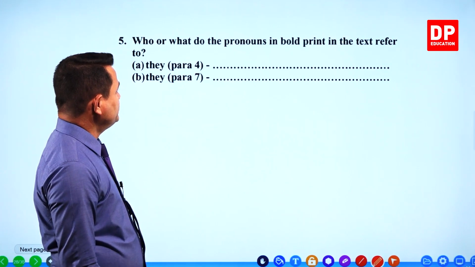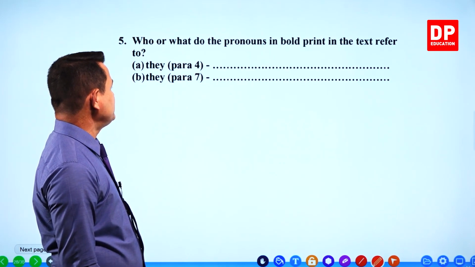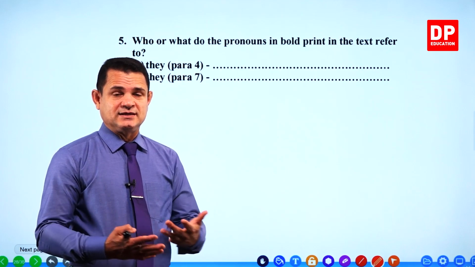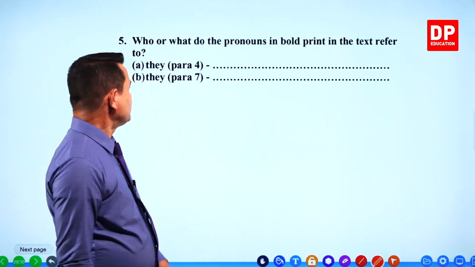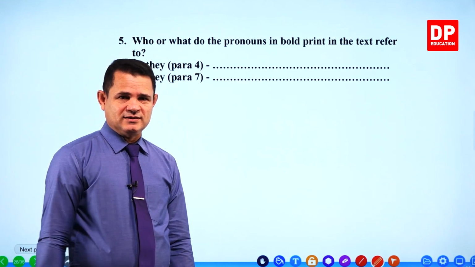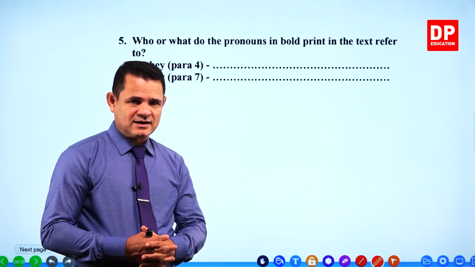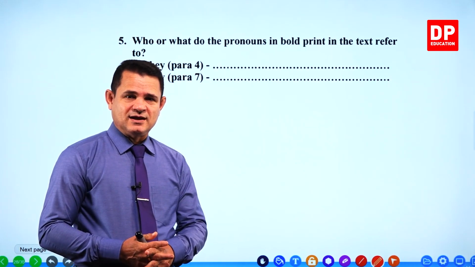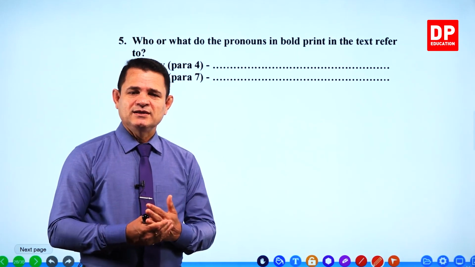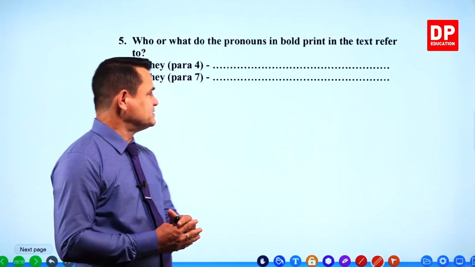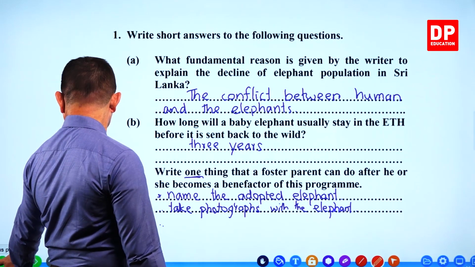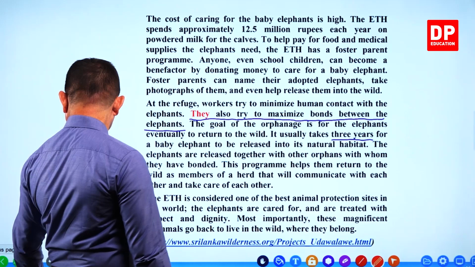Look at the next question. Who or what do the pronouns in bold print in the text refer to? Text එකේ මෙන්න මේ වචන වලින්, මම පෙන්නුවා ඔයාලට text එක කියවනකොට highlight කරලා තිබුණ වචන දෙකක්. The fourth paragraph they and seventh paragraph they. What do they mean? Now let's go back to the paragraph and see. I hope that you can remember I explained, ඒ වගේ වචනයක් highlight කරලා තියනවා කියන්නේ ඒකෙන් ප්‍රශ්නයක් අහන්න තමයි. So while we were reading අපි එක කියවනකොට අපිට අහුණා නේද? Let's go back to that and see fourth paragraph and seventh paragraph. They. Seventh paragraph they.